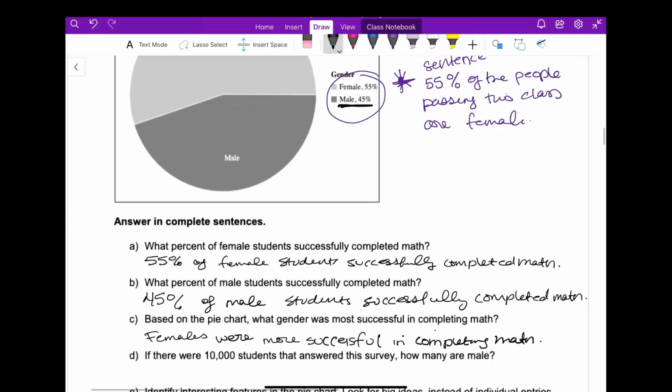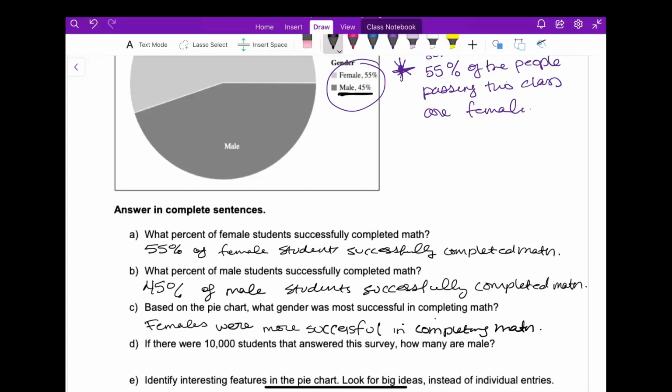D, if there were 10,000 students that answered this survey, how many are male? Oh, this is beautiful. This is actually one of the first, I would say, kind of math-y questions we get. Everything else has been an observation. And I want you to know that statistics, Math 1342, is a lot about observing. It's about reading, it's about observing, it's about understanding, and it's a little less about intense formulas. But if there's formulas, I'm going to be here to guide you, okay? So the total is 10,000 students.